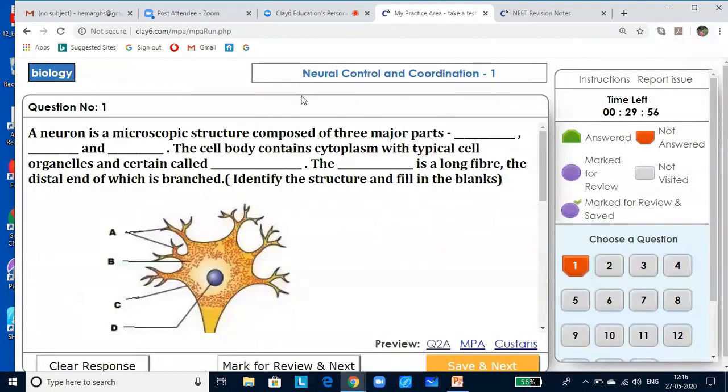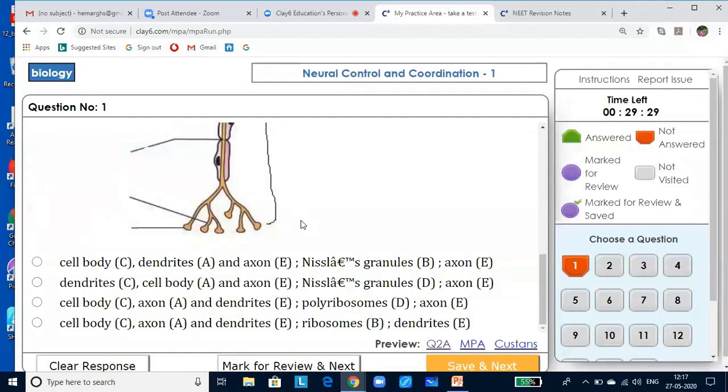A neuron is a microscopic structure composed of three major parts: cell body, dendrite, and axon. The cell body contains cytoplasm with typical cell organelles and substances called Nissl's granules. The axon is a long fiber, the distal end of which is branched. So let us try to identify now. C is the cell body. A is dendrite. And third is axon. So A is the choice.